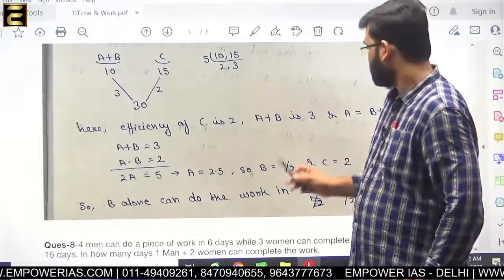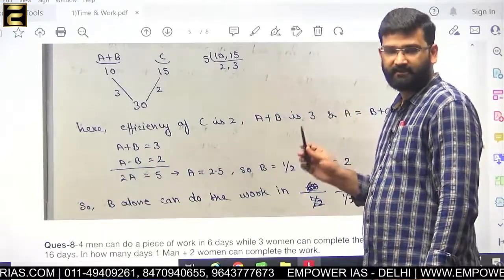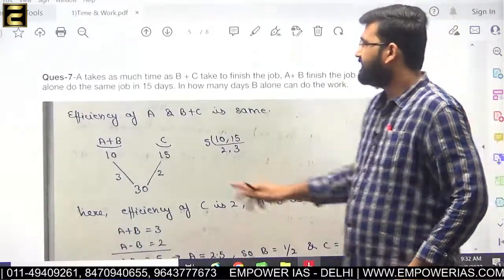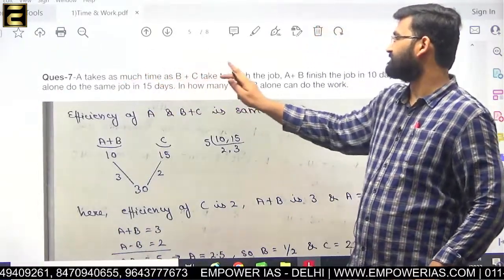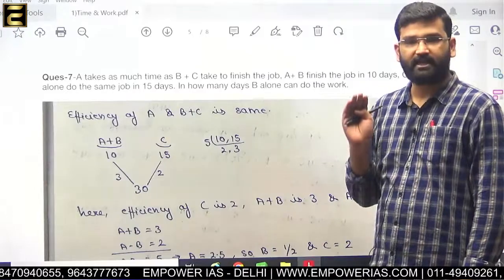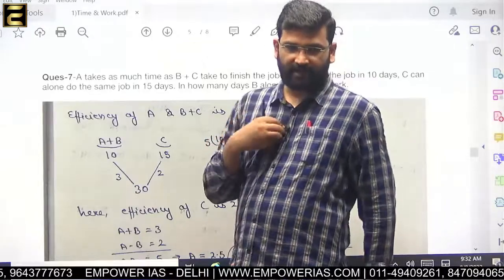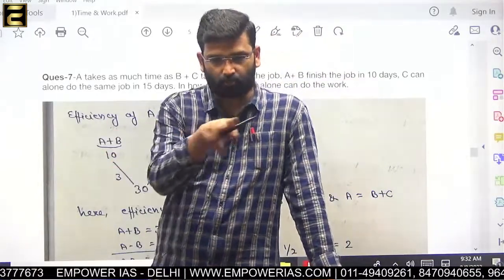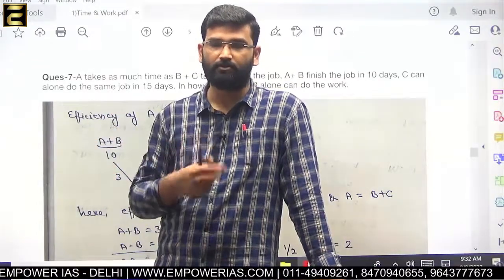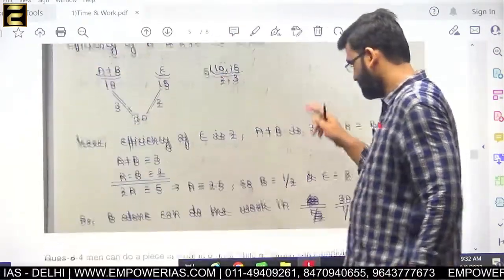It is mentioned that while completing a given work, A takes the same time as B plus C together. See here, A takes as much time as B plus C take to finish the job. It means that the efficiency of A is equal to the combined efficiency of B plus C. I have taken an example, suppose there is a work. If I require 1 day to complete the work and you two combined do the same work in 1 day, it means that my efficiency is equal to your combined efficiency. The same thing is what the question is also saying.